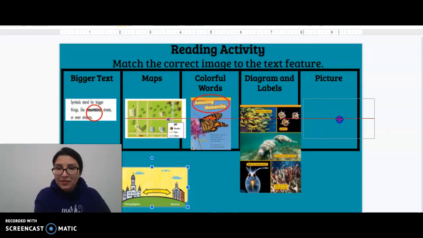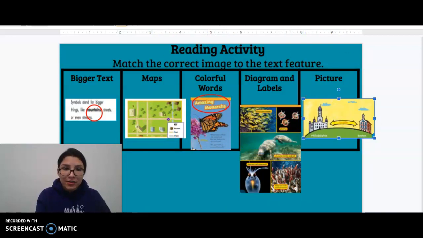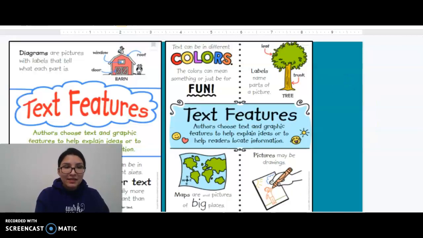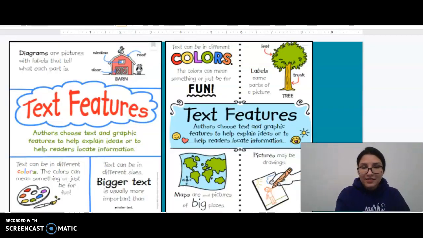Okay, like I had mentioned earlier, this is very similar to your activity today. So in your activity later, you're going to go ahead and match the correct image to the text feature. I hope you liked today's little review over text features. Remember, authors choose text features to help explain ideas to readers, to help them locate information in a fun and interesting way.